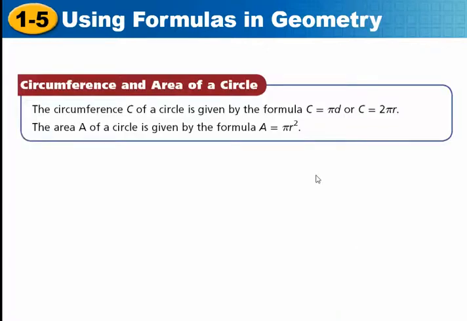There are formulas here for circumference and area of a circle. For circumference, you can either use pi times diameter or 2 times pi times the radius, because the diameter is twice the radius. So both of these formulas really give you the exact same thing. The area of a circle is given by pi times the radius squared. You have to square the radius first, and then multiply by pi. Otherwise you won't get the right answer.